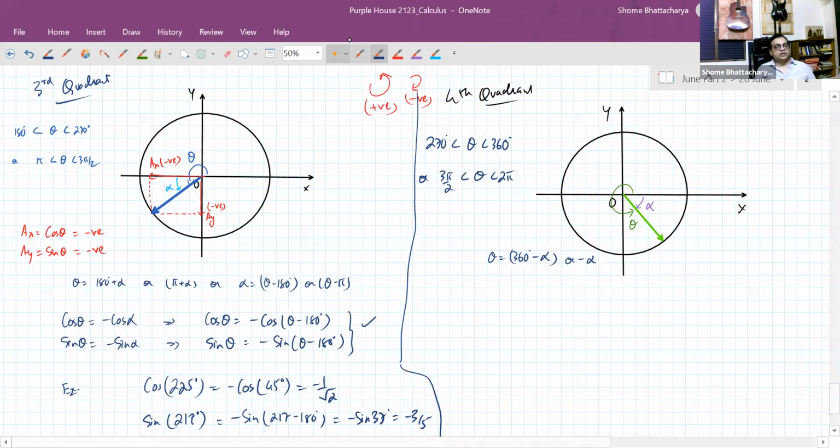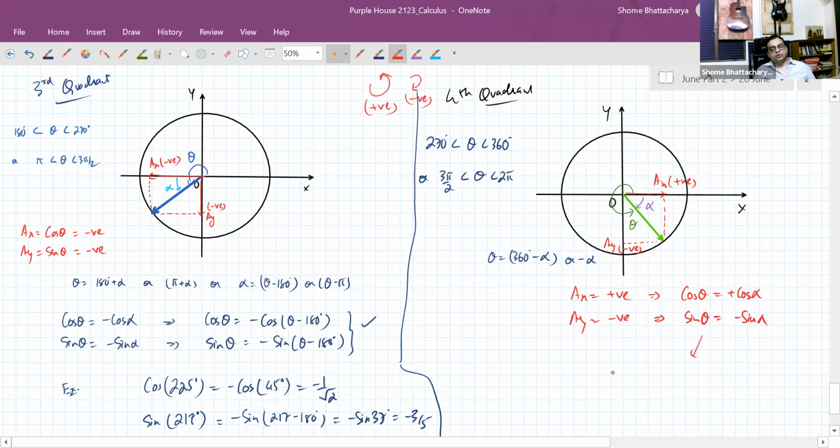Okay. So anyhow, now you can see that for this vector, the x component is positive again. So in fourth quadrant, cos becomes positive, but the y component is negative. So in fourth quadrant, sine is negative. So ax will be positive. So that means cos of theta will be equal to positive of cos alpha. But ay will be negative, which means that sine of theta will be minus sine alpha.